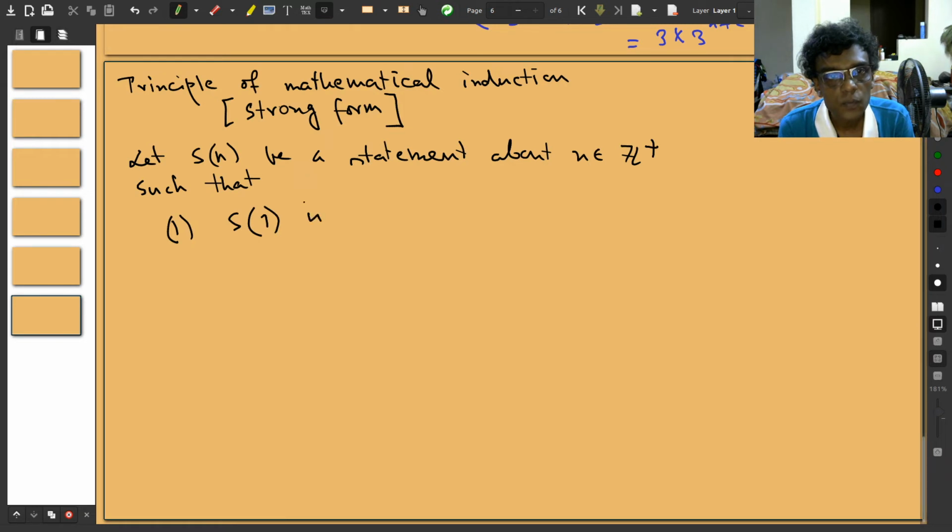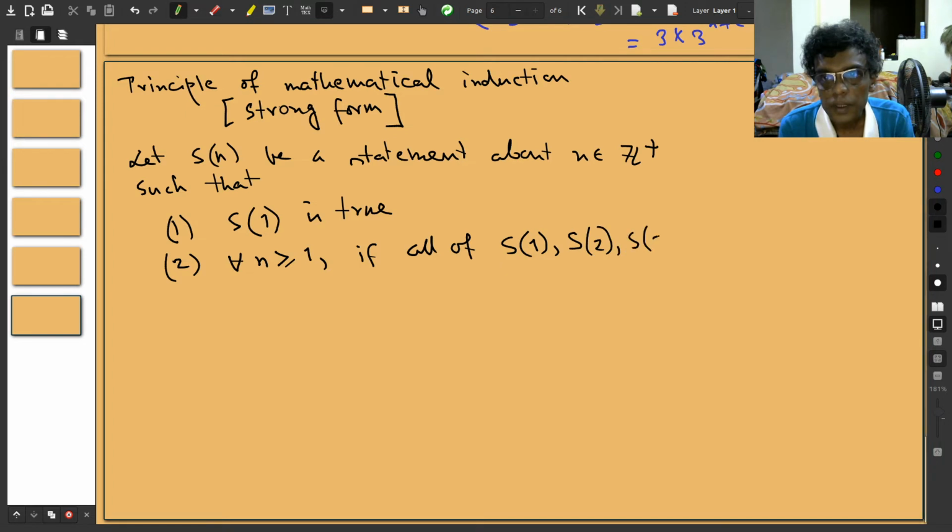S1 is true, and second, let's say maybe for all n greater than or equal to 1, if all of S1, S2, S3 and so on up to Sn are true, then Sn plus 1 is true.